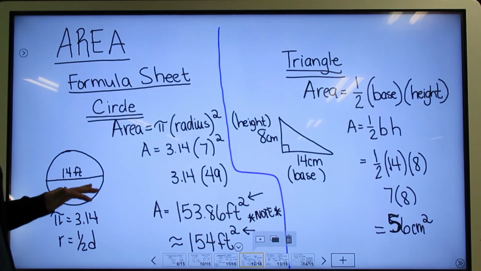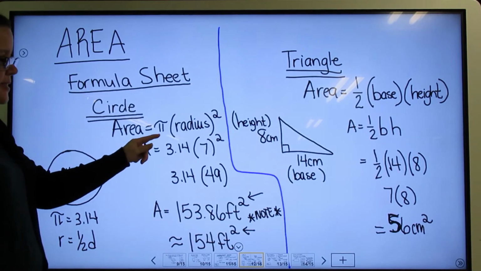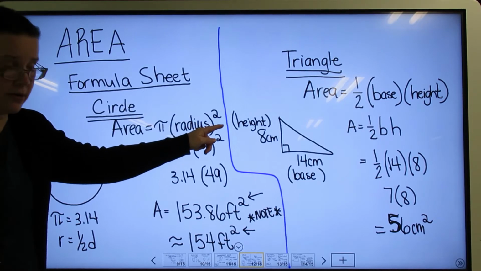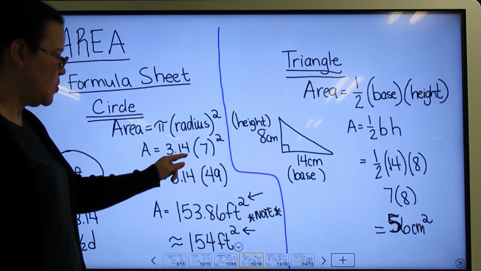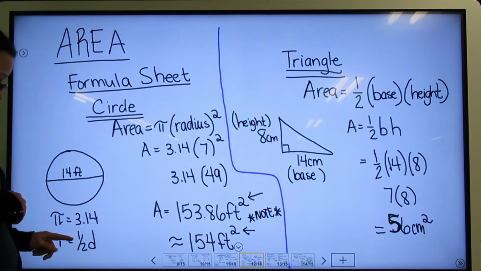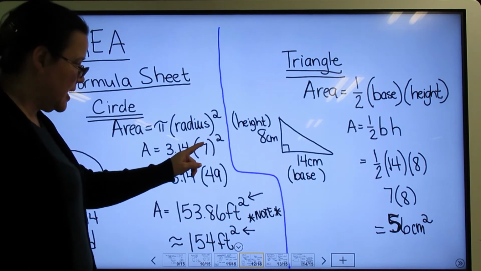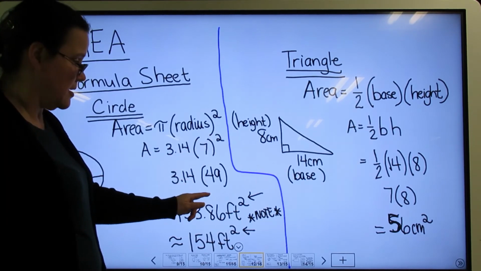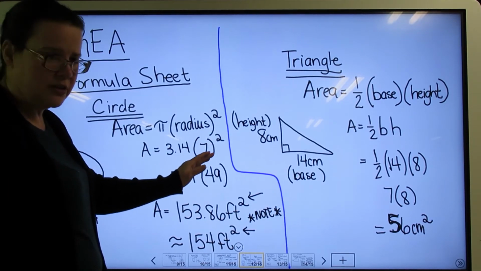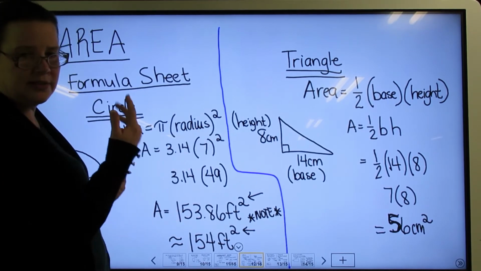The area of a circle, formula sheet. The area equals pi times the radius squared. 3.14, and in this case, the same circle we had prior, we already know that the radius is 7, and it's 7 squared. And 7 squared is 49. I always work with these numbers first, and then I multiply it with the pi. This is how I work it, but you can work it across, that would be okay too.